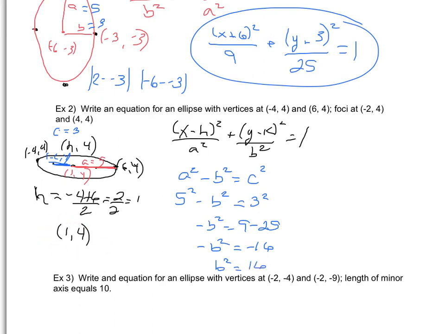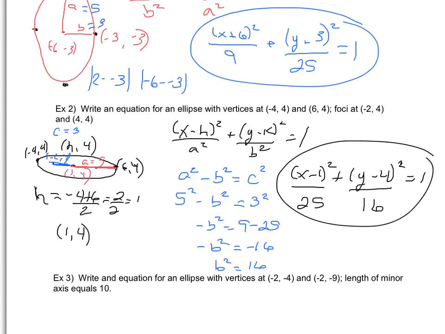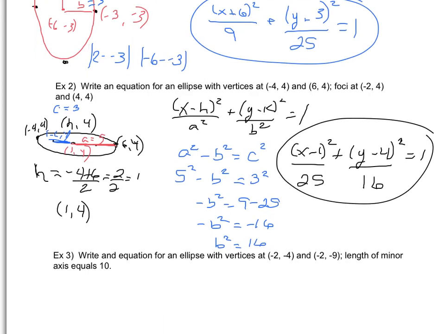I have my center, I can put in for h and k. I have my a, and I have my b, or my b squared. So I'm going to plug all that in. And I'm going to get x minus my h, which was 1, plus y minus my 4. And I'm going to put x minus 1 squared over a squared, and y minus 4 squared over b squared. And there's my equation.